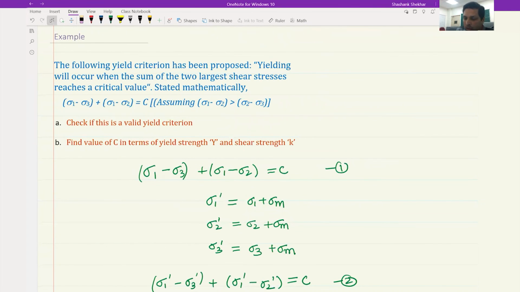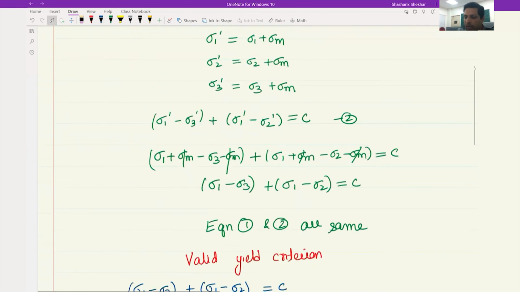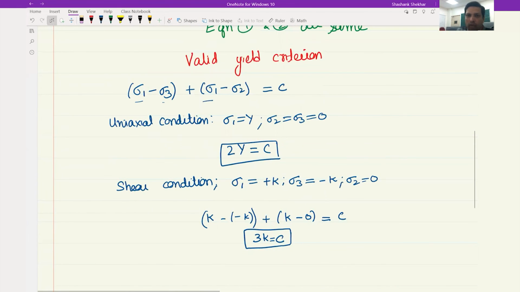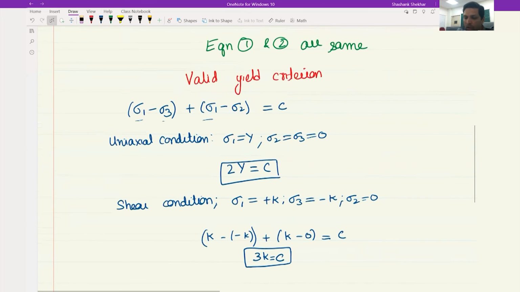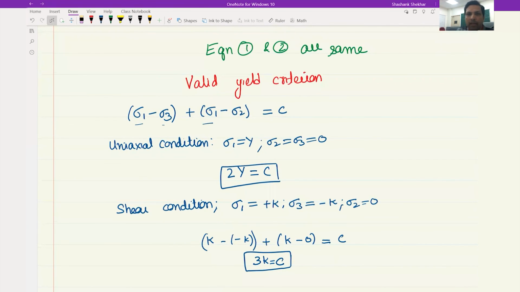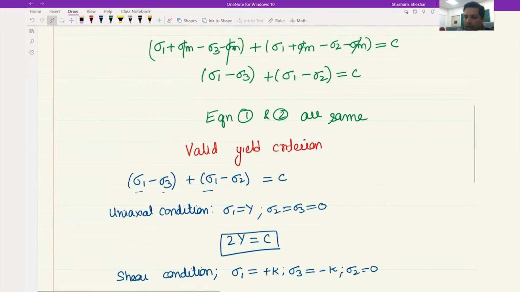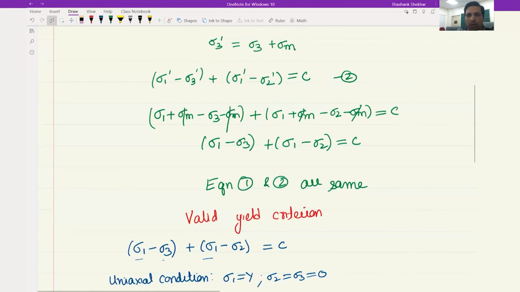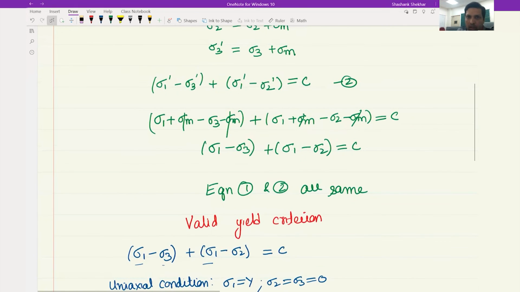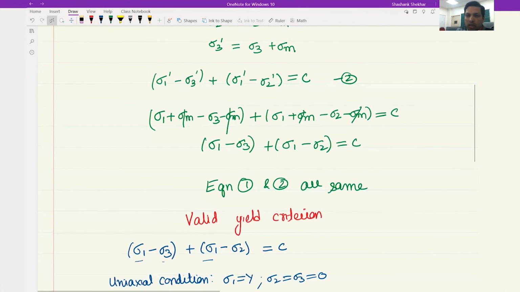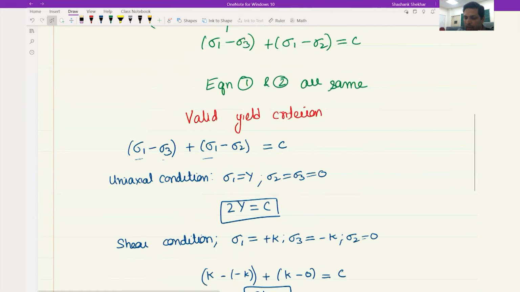You can go through the book by Hosford and Caddell and you would find that there are several examples in there where you get new yield criteria. You can do the exercise of checking whether it is a valid yield criterion. That is simple. Just add the mean stress to all of sigma 1, sigma 2, sigma 3, then put it in the equation and see whether the equation changes. If it changes, then probably you will get different values under different hydrostatic conditions. If not, then it means that it does not change and therefore it is a valid yield criterion.